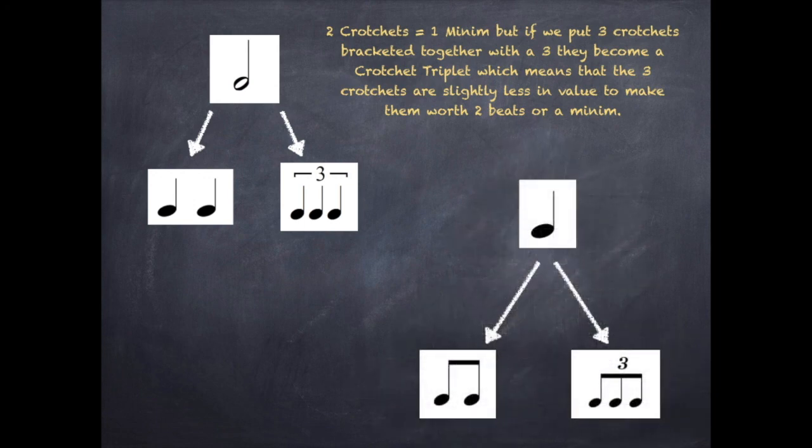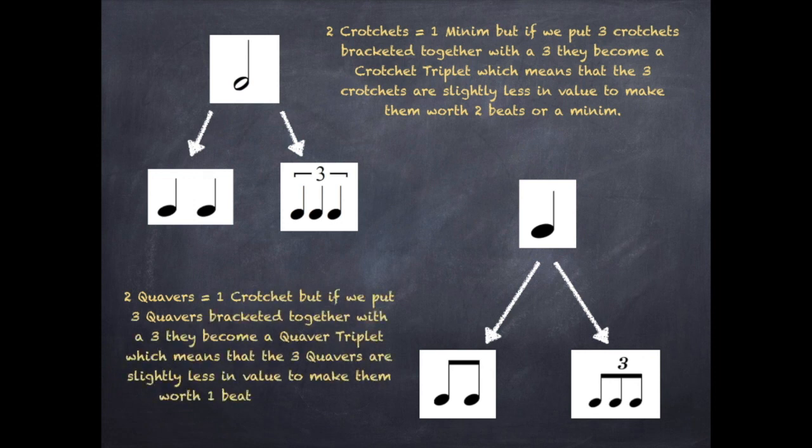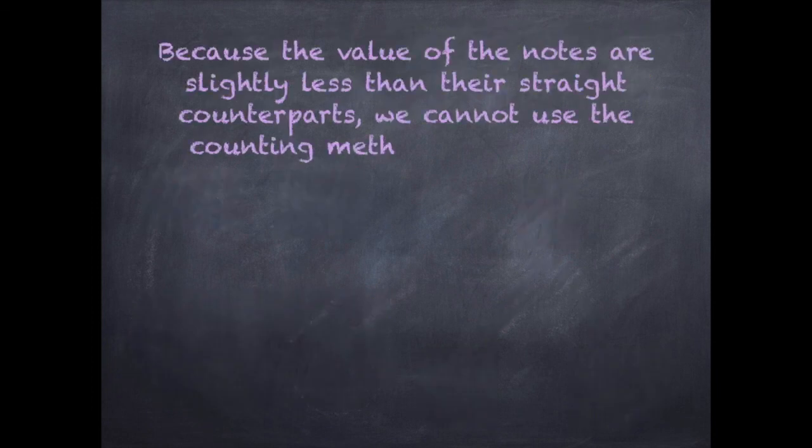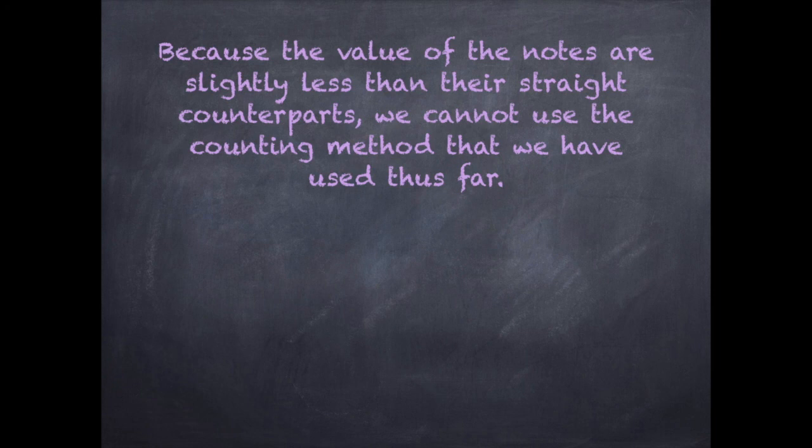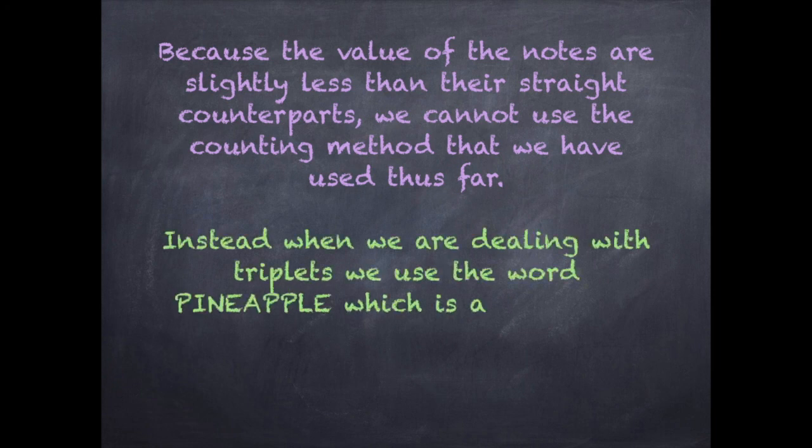2 quavers equals 1 crotchet traditionally, but if we put 3 quavers bracketed together with a 3, they become a quaver triplet, which means that the 3 quavers are slightly less in value to make them worth 1 beat or a crotchet. Because the value of the notes are slightly less than their straight counterparts, we cannot use the counting method that we have used thus far.